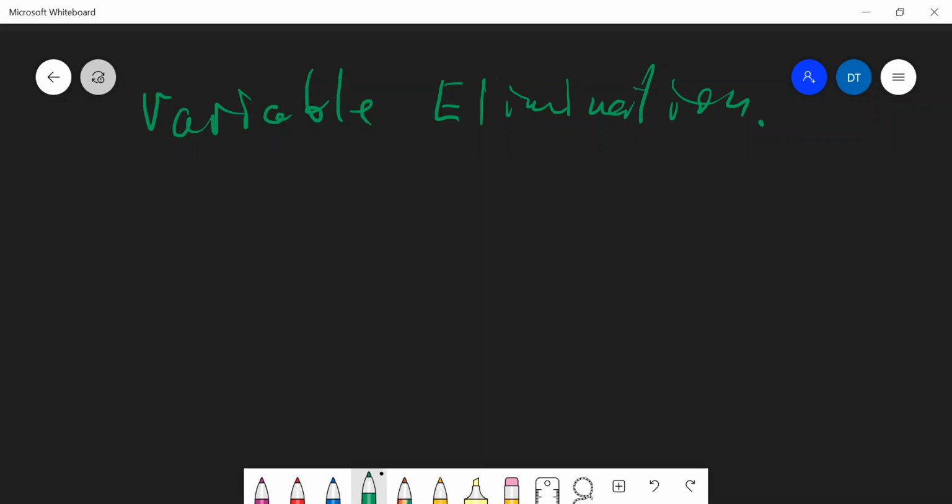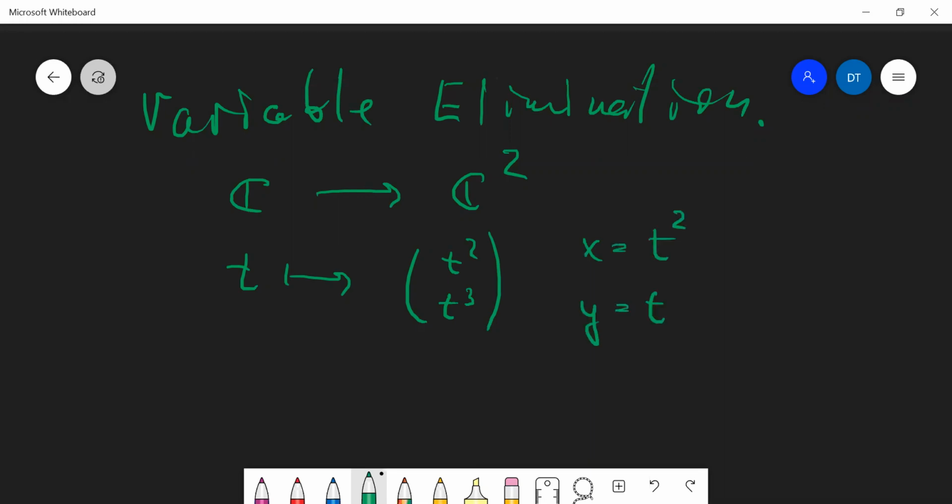What is the problem of elimination of variables? So let me show you some example of a problem I want to solve. So suppose, everything here should work over a field of complex numbers. So I produce a map from C to C square, and it works like this. A variable t goes to a vector t square, t cube. So it simply means that x equals t square and y equals t cube. So I have a map from C to C square. Here all numbers are complex numbers.